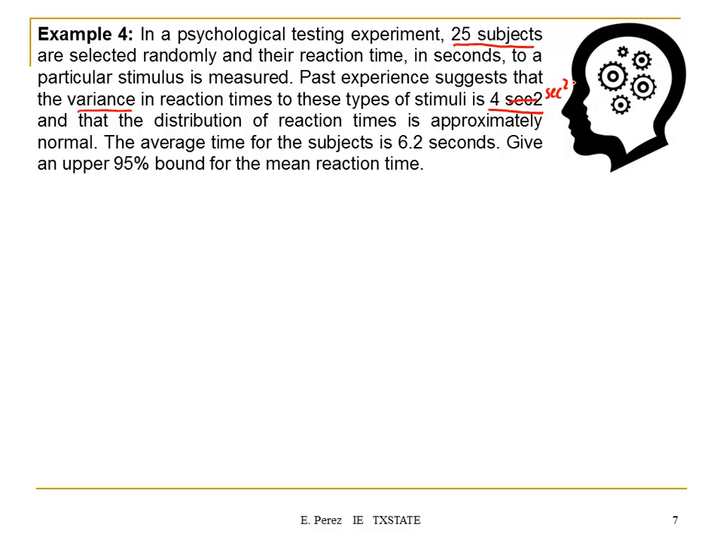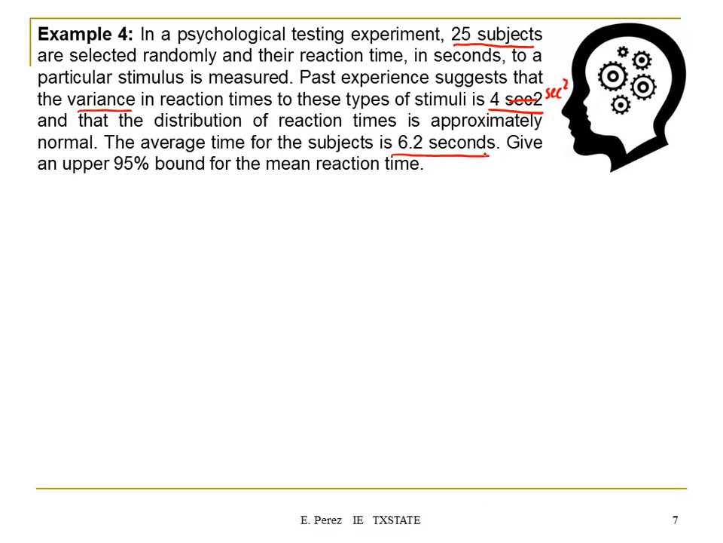So this problem is already telling you that the population variance is known. Based on that information, you can use the confidence intervals where you know the population variance, which is the one that we discussed, using the standard normal. So here you know the variance, and you also know that the average time for this subject is 6.2 seconds. And the question is, give an upper 95% bound for the mean reaction time.